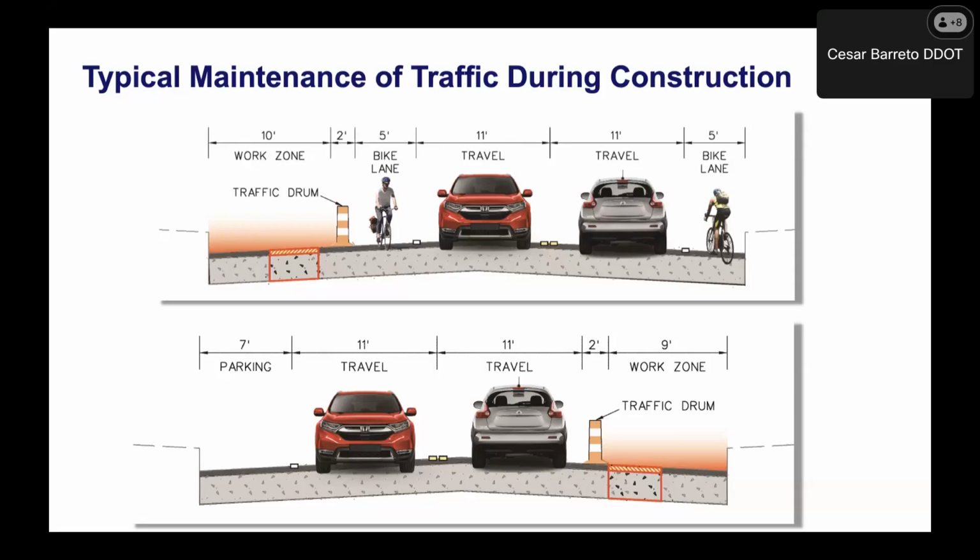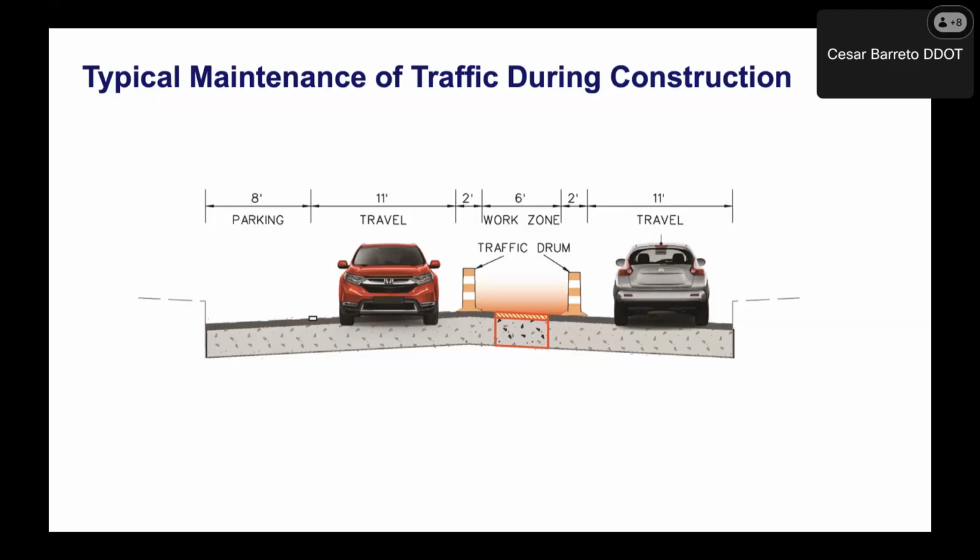The bottom picture shows, in similar fashion, an image of how we have the work zone. This time, on the right side of the road, we are maintaining the travel lanes. And in this case, instead of bike lanes, we will have a parking space. And these are examples. It can rotate or minimize the space, all depending.